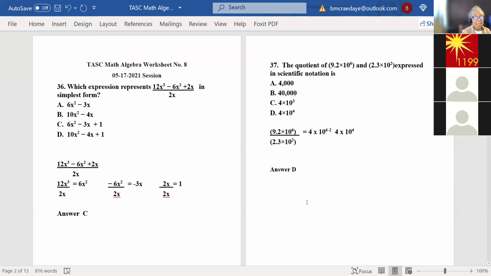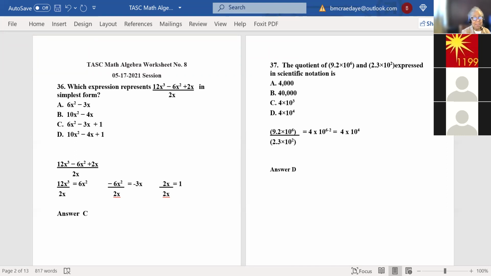Because it says scientific notation. Now, this is 4 times 10 to the 4th, which is 40,000. But it said in scientific notation, which means you've got to have a number times 10 to an exponent, right? So the answer is D.